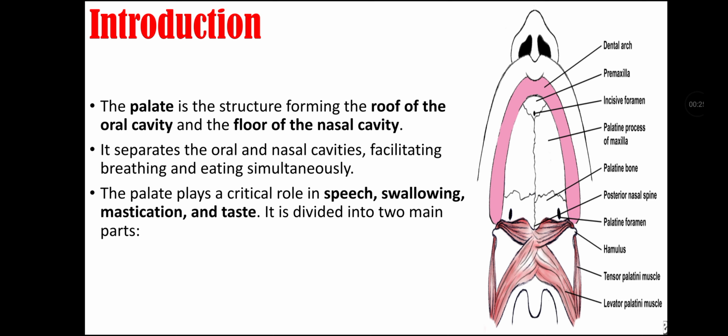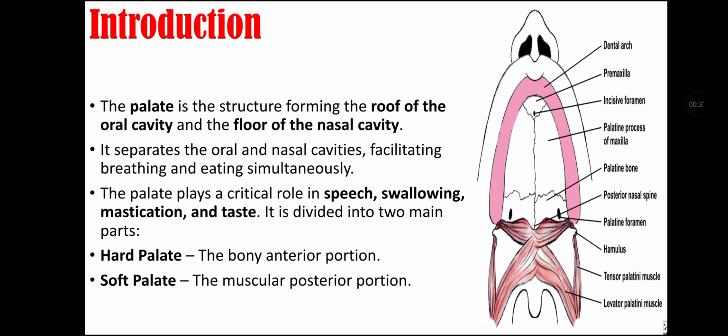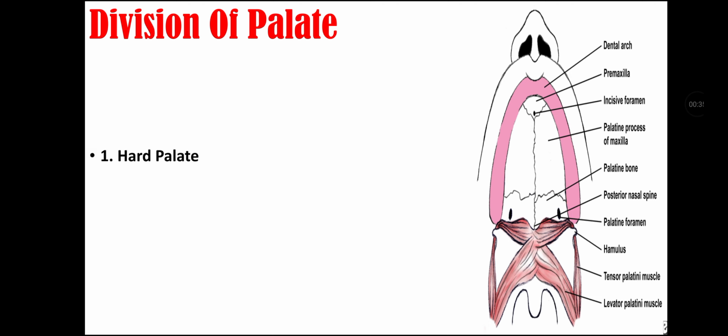It is divided into two main parts that include hard palate, that is the bony anterior portion of the palate, and soft palate, that is the muscular posterior portion of the palate. Division of palate is into the hard palate and soft palate. So first we will talk about hard palate, then we will talk about soft palate.